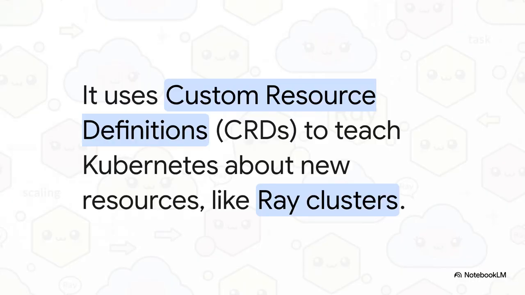So how does it do this? It works using something called Custom Resource Definitions, or CRDs. Now that sounds complicated, but it's just a way of saying KubeRay adds new vocabulary to Kubernetes. All of a sudden, Kubernetes understands new concepts like a RayCluster or a RayJob. And this is huge because it means you can manage a complex Ray cluster using the same simple kubectl commands you already know and use for everything else.